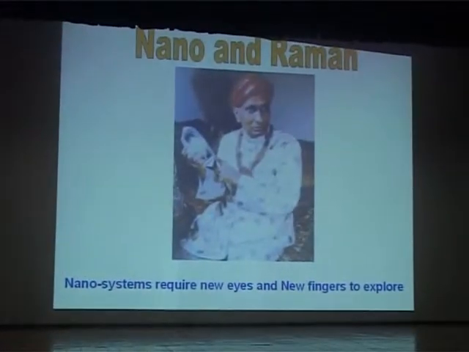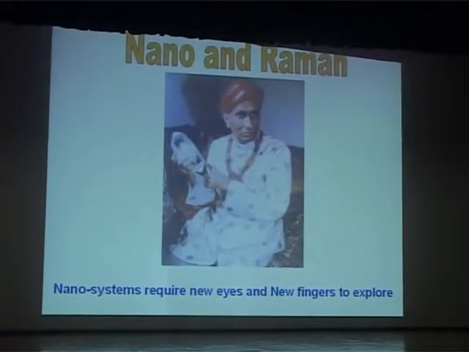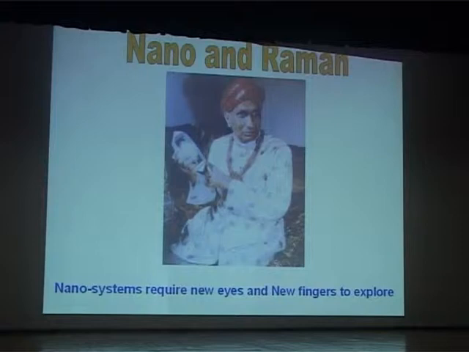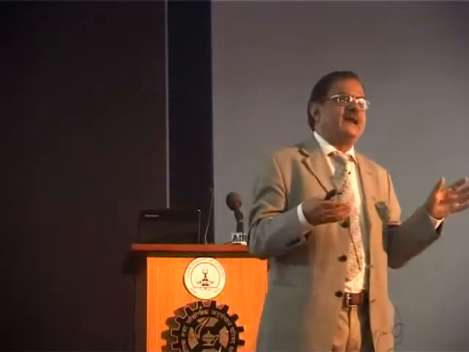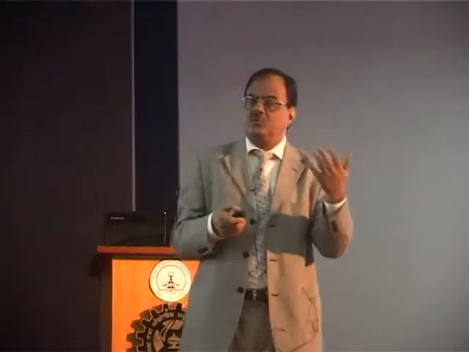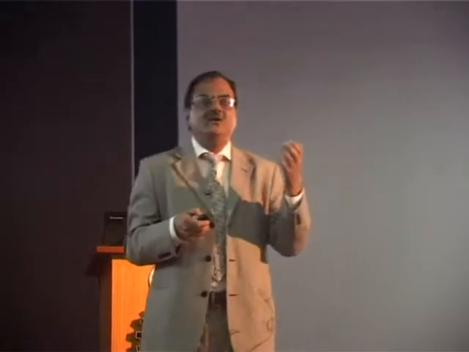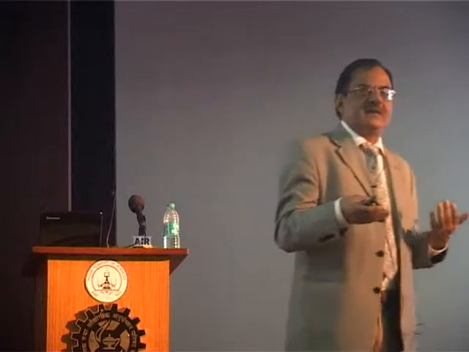And nothing could be more satisfying to see the founder, the president of this academy, Professor Raman, what he discovered, which we know as the Raman effect, in 1928 and got the Nobel Prize in 1930. It couldn't have been more relevant than it is now for nanoscience. So in nanomaterials, which are of the order of a few nanometers, you need new eyes and new fingers to deal with those situations. You need to characterize them, you need to understand them.